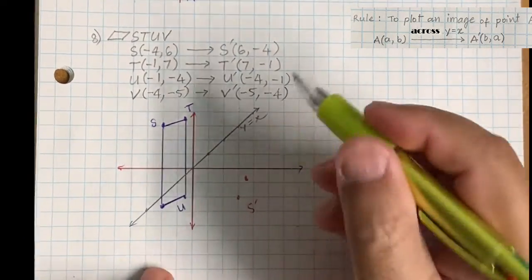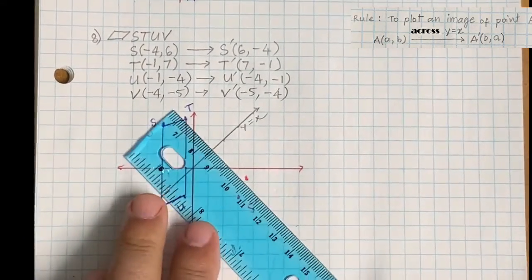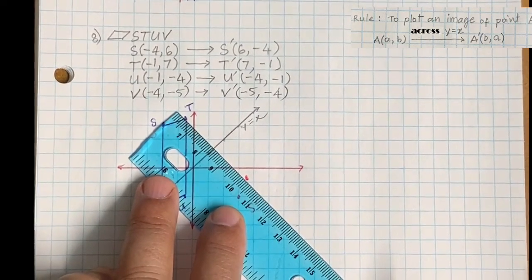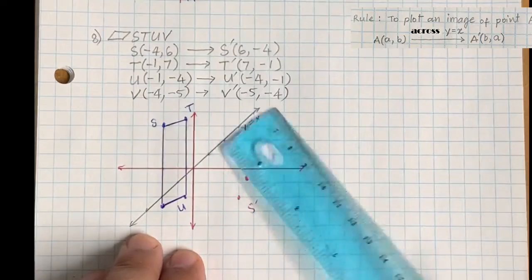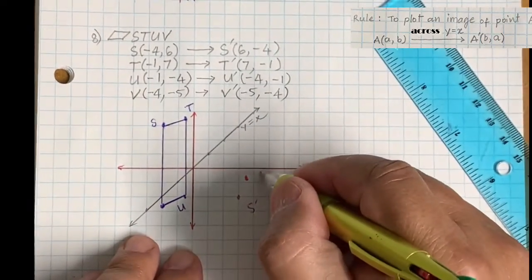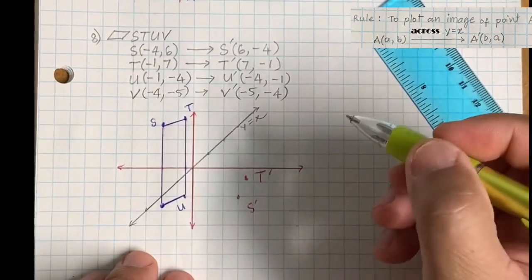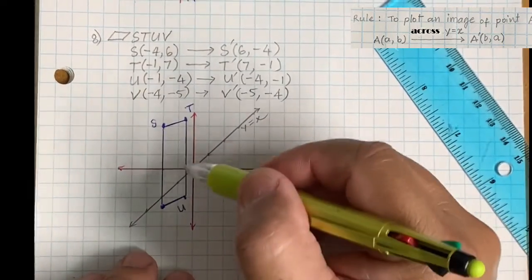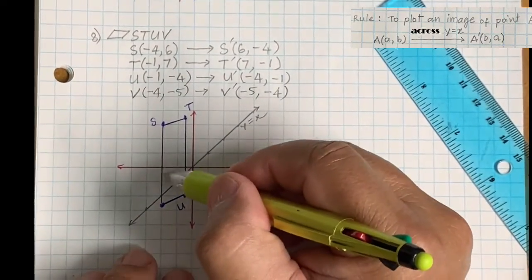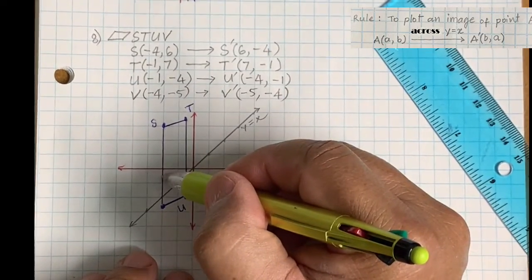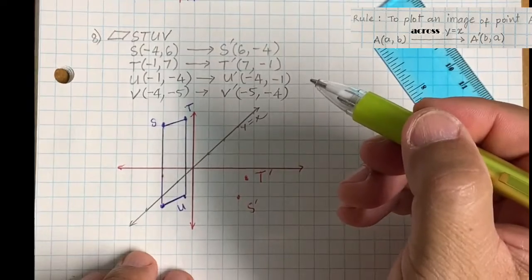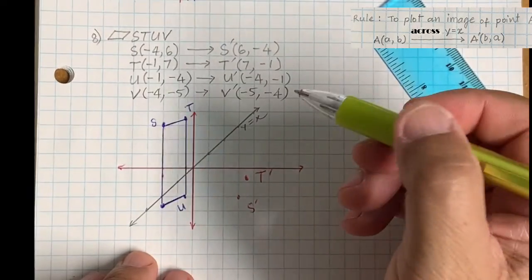And by the way, you want to check it out? This line is supposed to be perpendicular to y = x. So this is T prime. And then U prime is (-4, -1). So it's right here. Yeah.